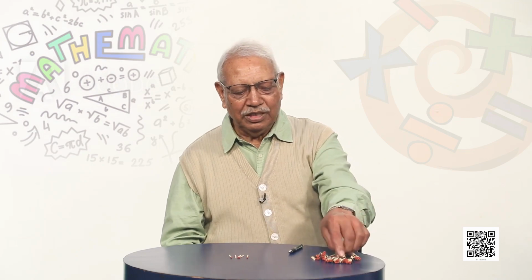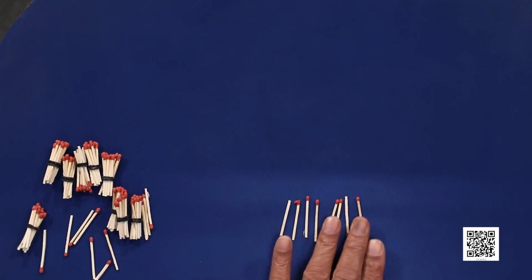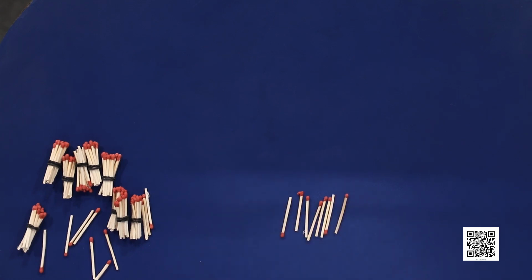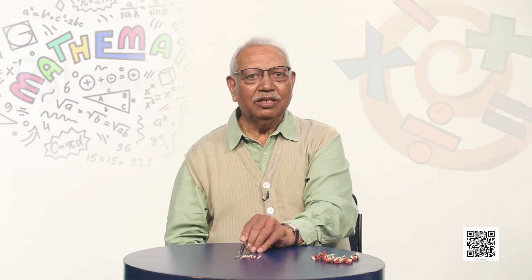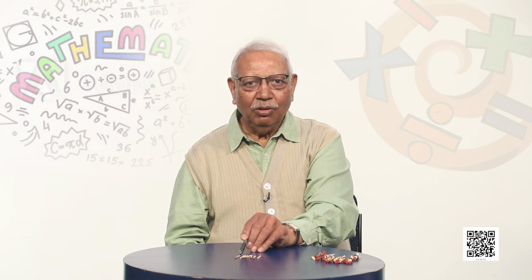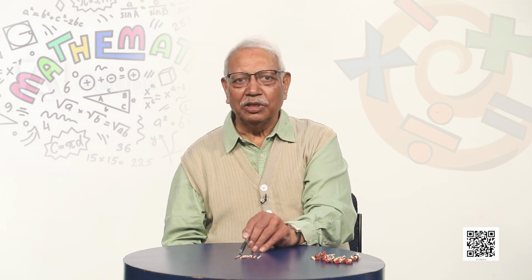Similarly, if we again ask you how many, then I have increased the number of sticks here now, and then we say how many, how will you do it? You will count 1, 2, 3, 4, 5, 6, 7, 8. These are 8 sticks. So, we have answered the question how many by counting.